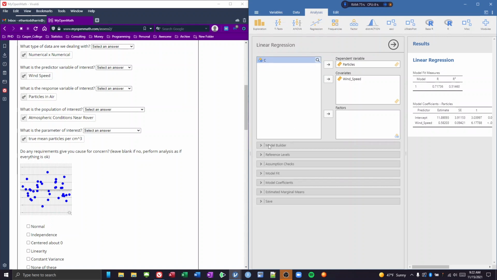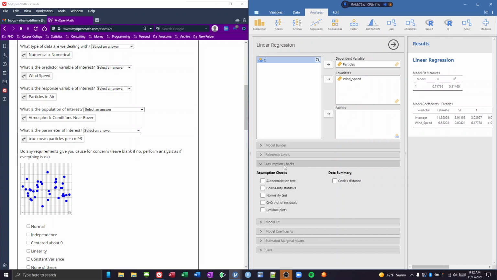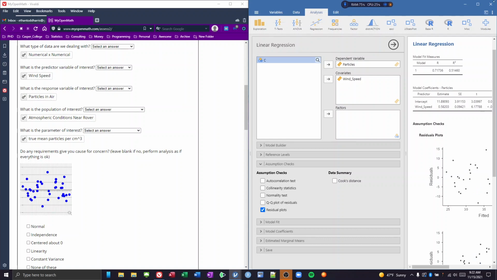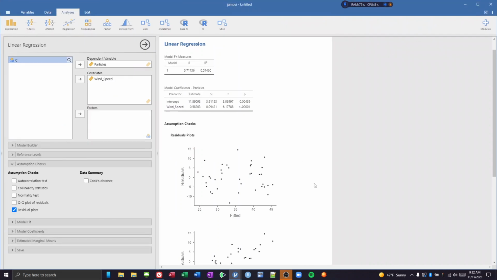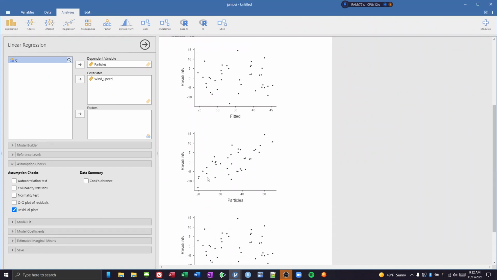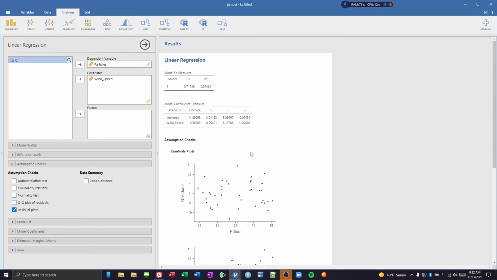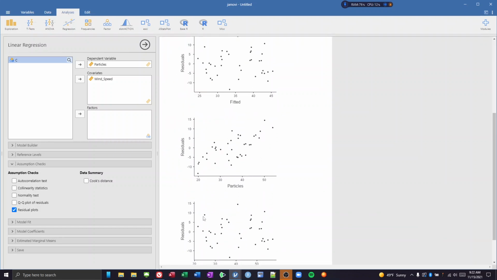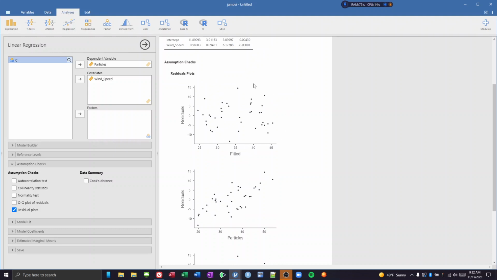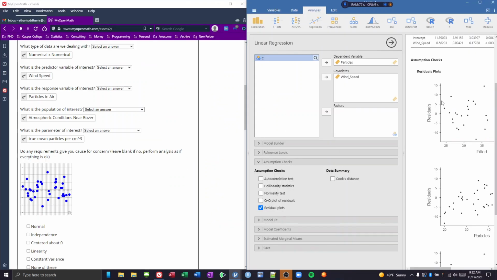Okay, so what we're going to go do is we're going to look at our assumptions checks right here. And we're going to go grab residual plots. Okay, let's go ahead and take a look at what we have. So here is our residual plot. And there's a couple others. So we have the fitted, we have the particulates, we have the wind speed. We're going to look at the fitted one. We're going to just ignore these other two and just look at this fitted residuals. Okay, so that's how you can get it in Jamovi.